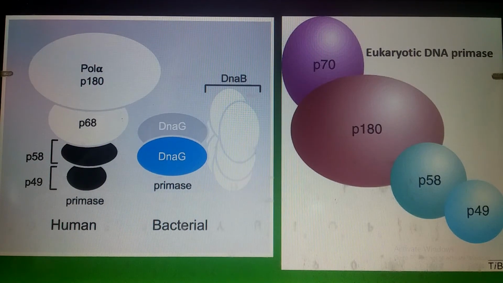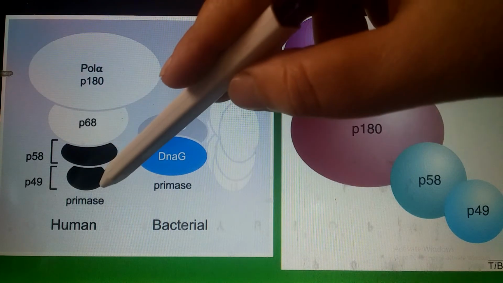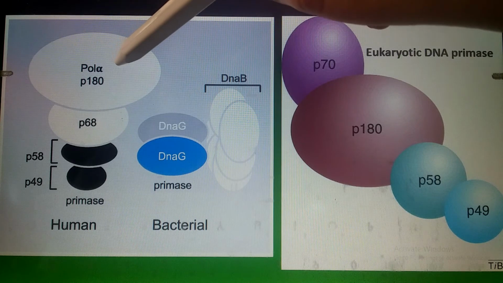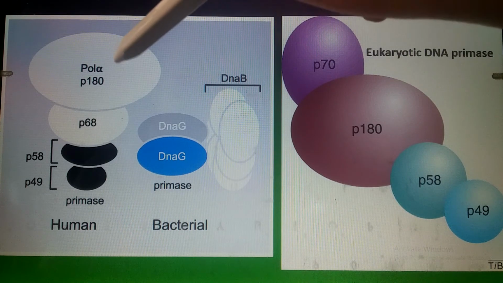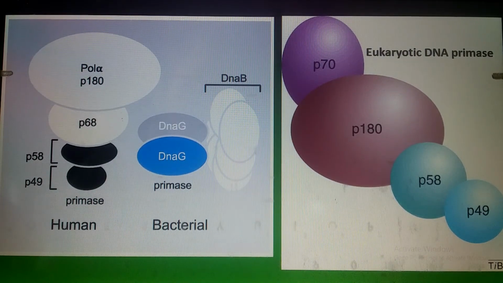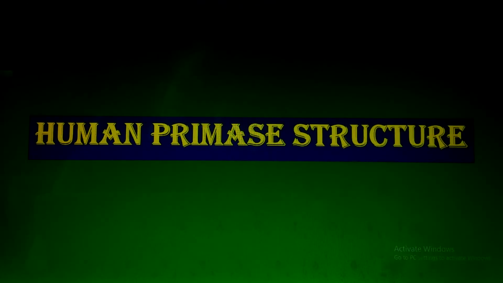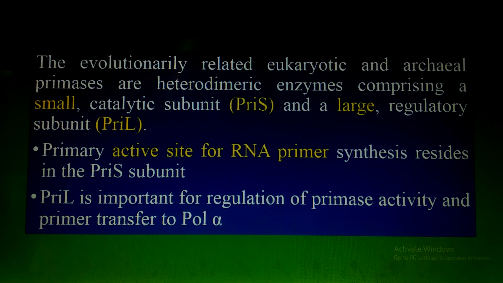Now you can see here, this is the eukaryotic primase structure, and this is the human primase structure, and you can see here the 4 parts. This is the small subunit, this is the large, this is the phosphoprotein, and this is the alpha polymerase. Okay. Now I'm going to share the human primase structure with you. This is a simple eukaryotic one, but I will share something interesting about it.